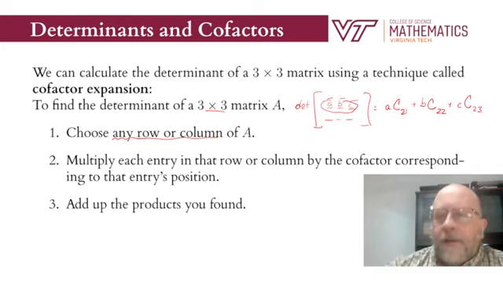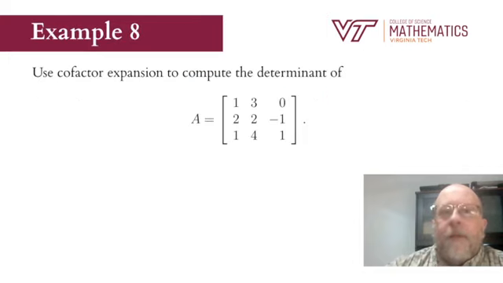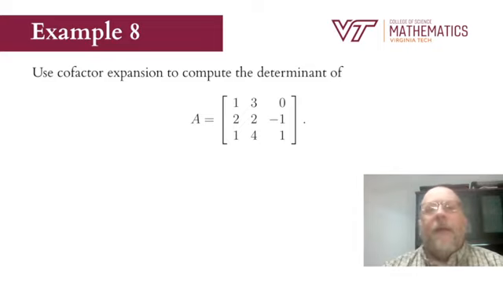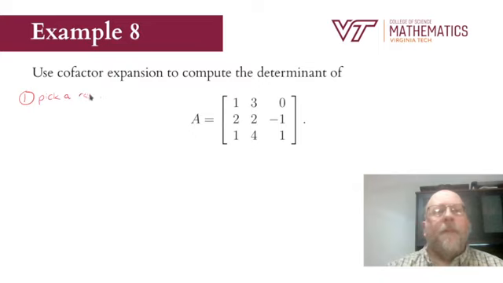All right, so let's try an example. We're going to use cofactor expansion to compute the determinant of this matrix here. So first of all, we pick a row or a column. I like the number 0 because I know how to multiply by 0. And so I would like to use that 0 to make my life a little bit easier. So I'm going to pick the top row.